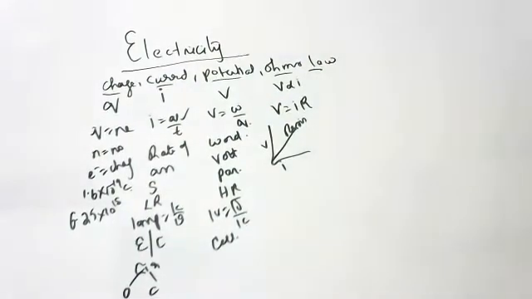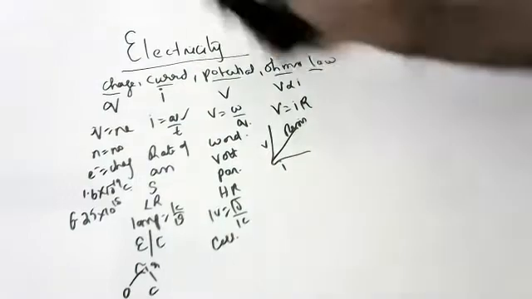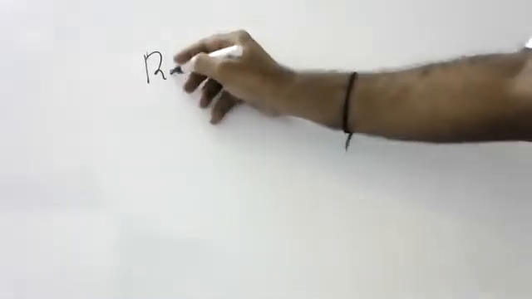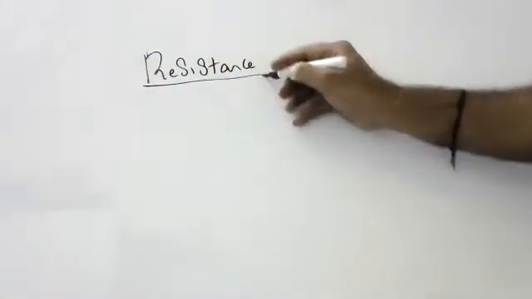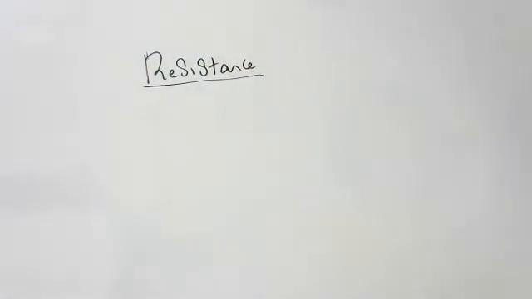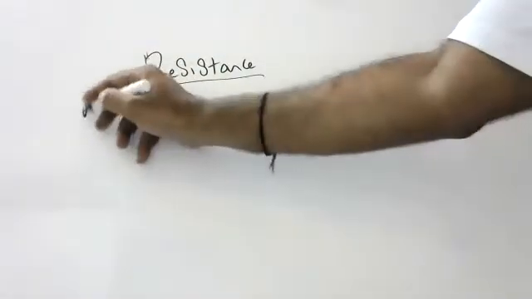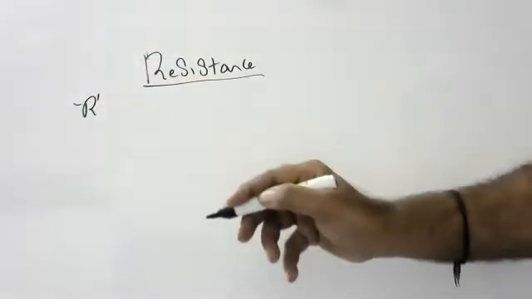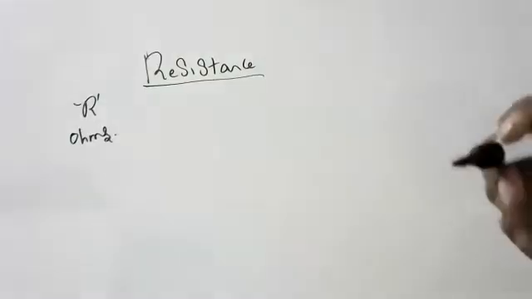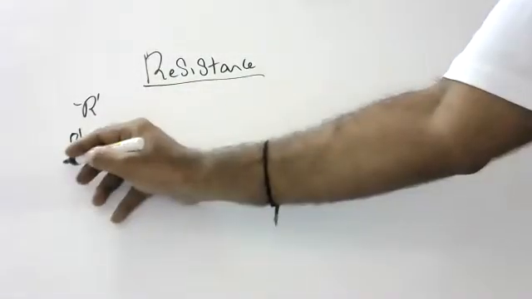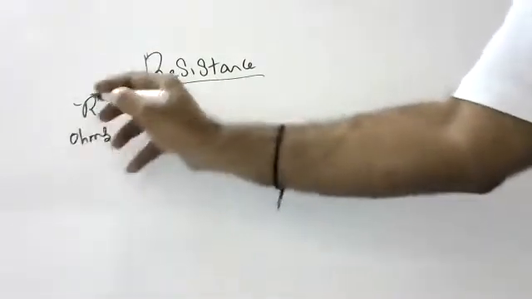Now today we are going to discuss resistance. Children, all of you please see, a very nice and important topic. Coming to resistance, what is resistance? Resistance is denoted by R. Units are ohms. First, I will tell you the definition. What is resistance?